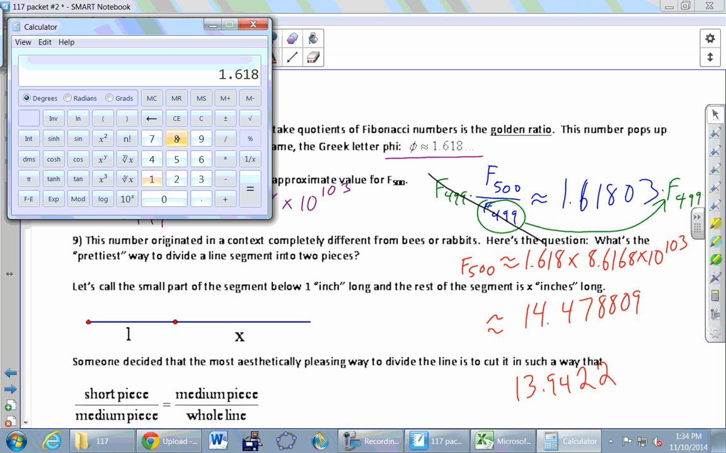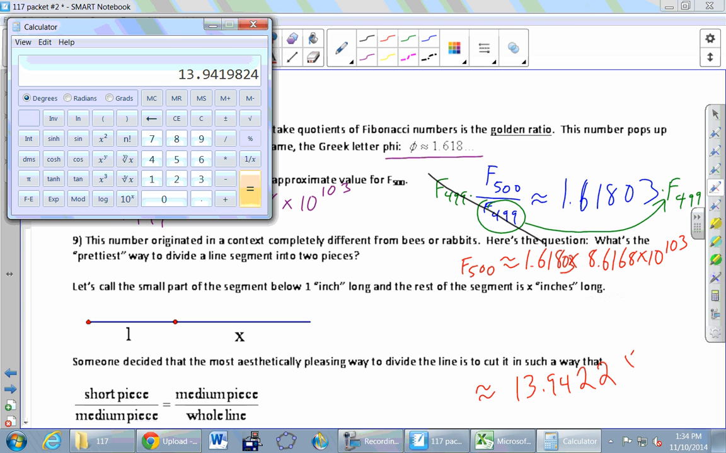1.618 times 8.6168. Okay, and Sarah, you might have done the 03, which is probably a more accurate answer than I have because I didn't do the 03. Okay, so 13.9422. And what are we missing on this guy? Times 10 to the 103, agree? Right, it was just sitting there, times 10 to the 103.